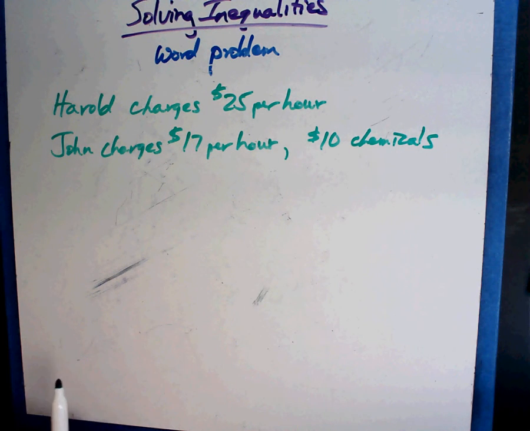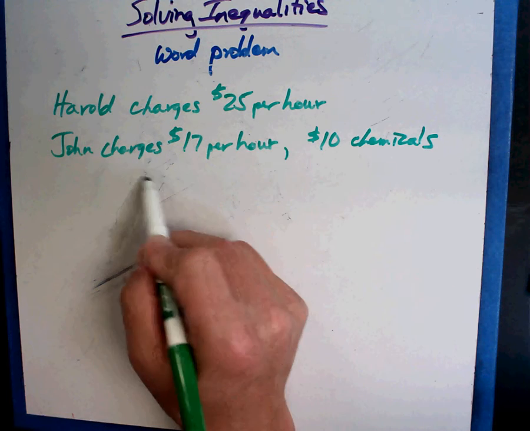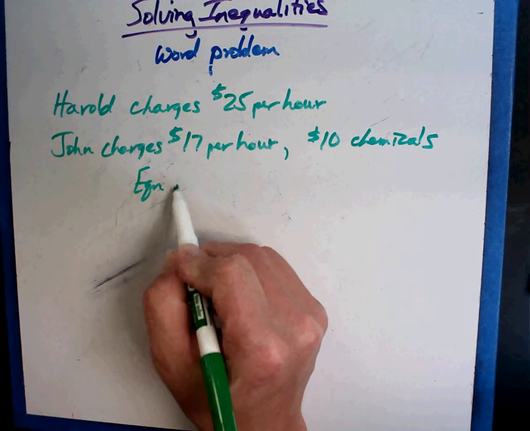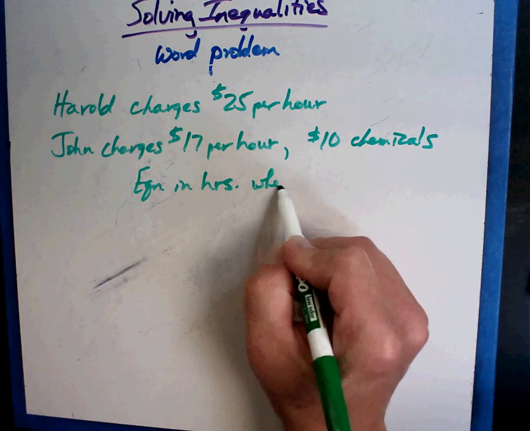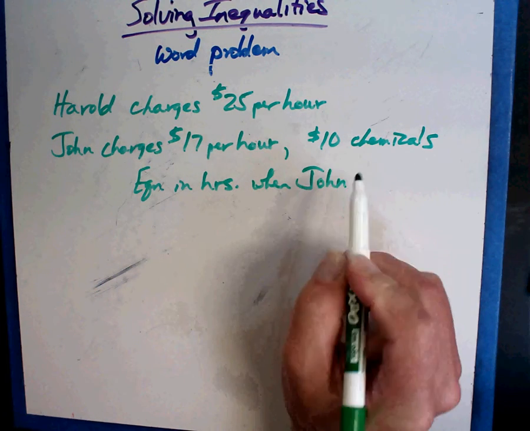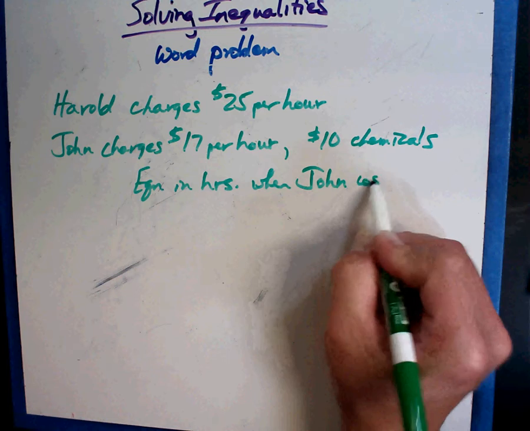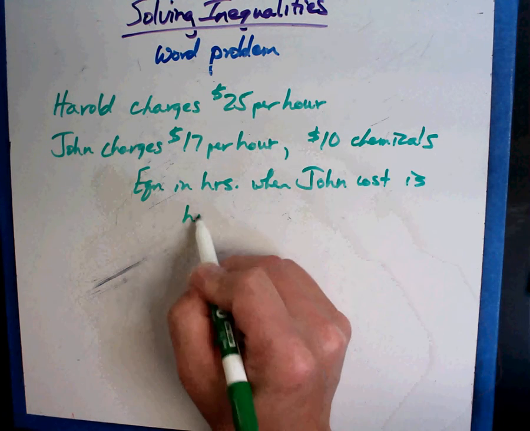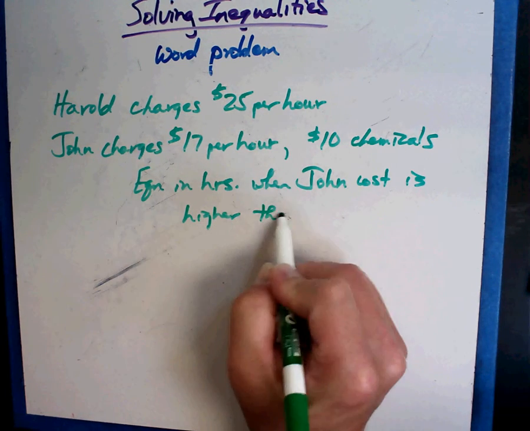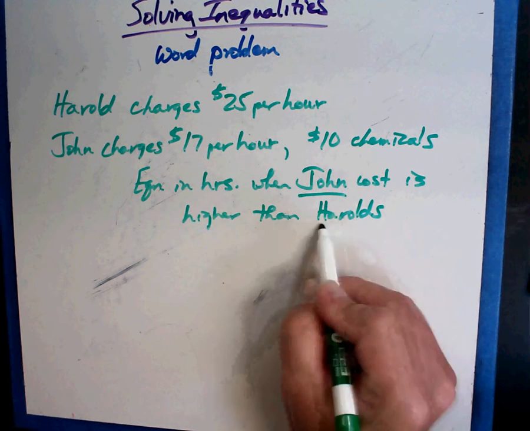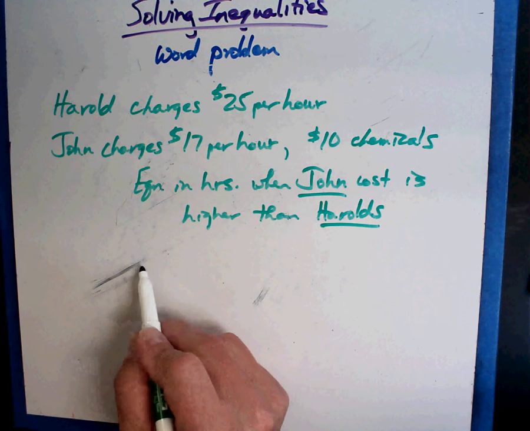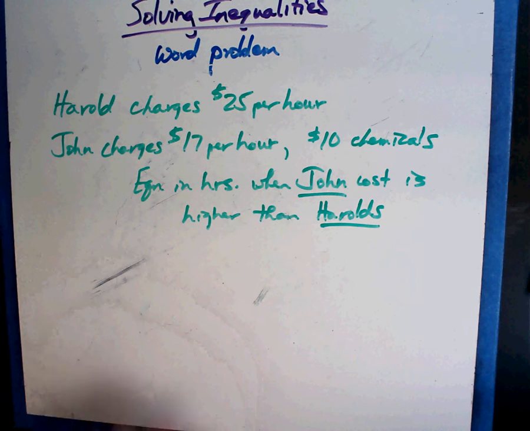Find the inequality. So you want to know the equation in hours when John's cost is higher than Harold's. Now notice it's asking about John compared to Harold. So I'm going to take John first. Well, John is, pause, see if you can get this one. We'll come back and solve it.